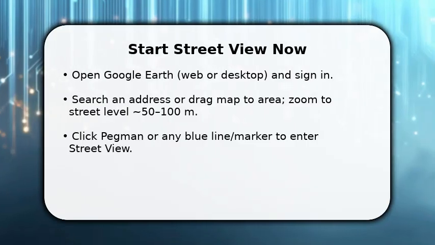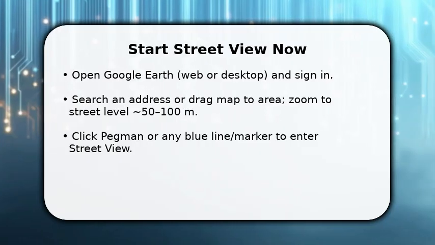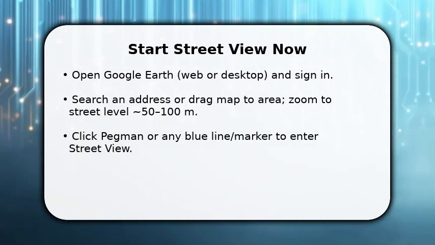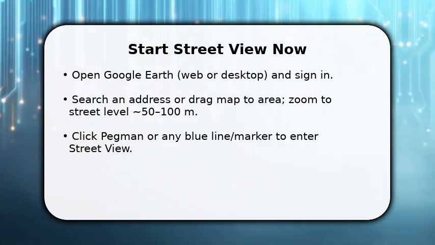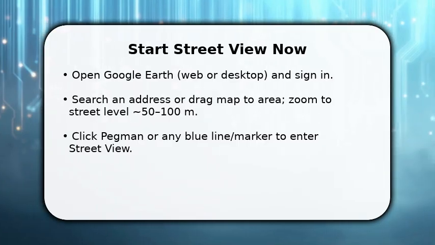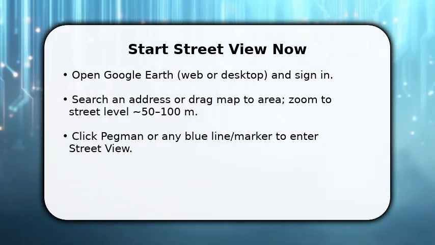You begin by launching Google Earth and going straight to the location you want. This saves time and keeps focus. Once there, zoom until roads and blue lines appear because those indicate available Street View coverage. Click Pegman or any blue marker to drop into Street View.